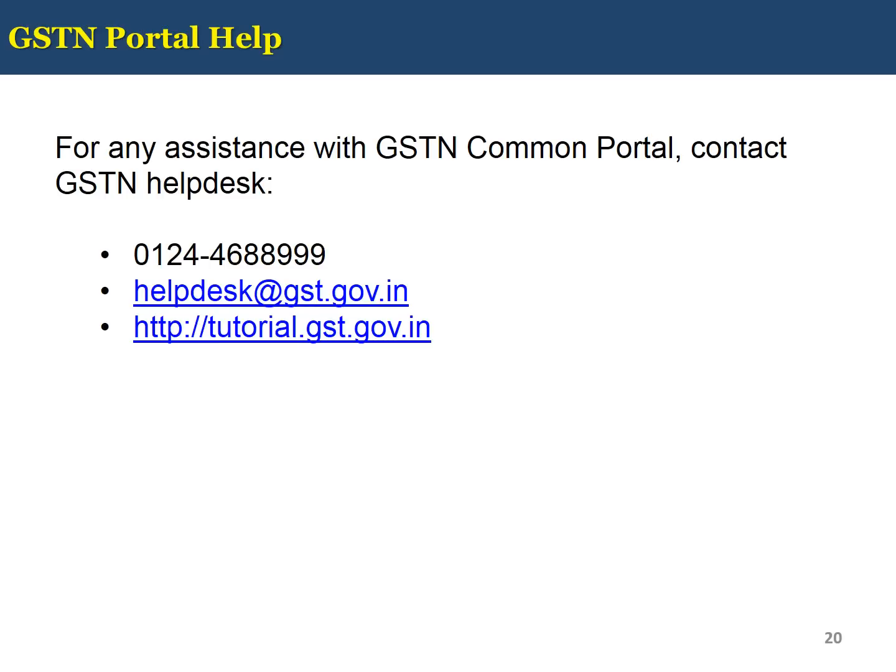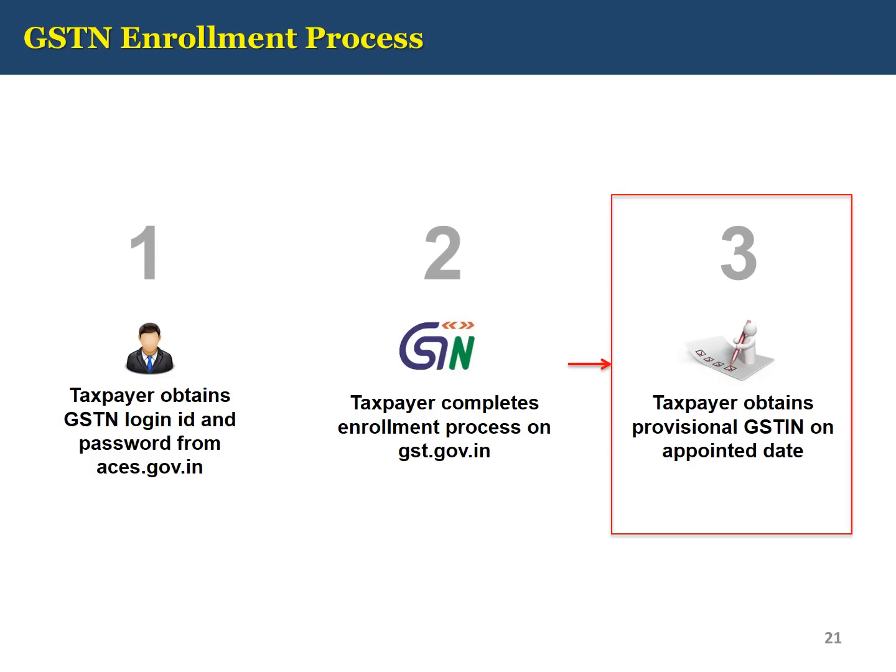For any assistance, you can contact the GSTN common portal or the GSTN help desk, and the number is 01244688999, or you can just watch their tutorial for any further help. Once it has been done, you will be able to get your provisional GSTN on the appointed date.